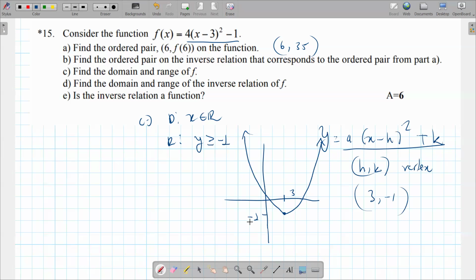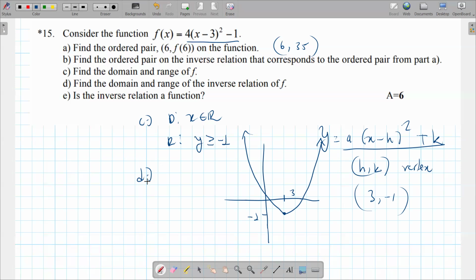Okay, that's part C, the domain and range of a quadratic. Very simple question. Part D, find the domain and range of the inverse. So inverse functions, they're just points. In terms of points, x becomes y, y becomes x. Very simple. In terms of domain and range, it's the same idea. The domain becomes the range, and the range becomes the domain.